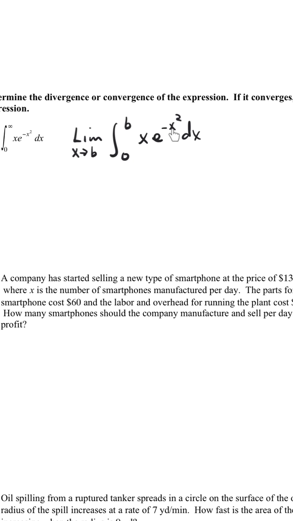So we need to find the antiderivative. We can use the rule e to the u. So if we let u equal negative x squared, then du would be negative 2x dx. So we have the x and the dx. What we're missing is the negative 2. So if we multiply by negative 2, then we have to multiply by negative 1/2 out there.